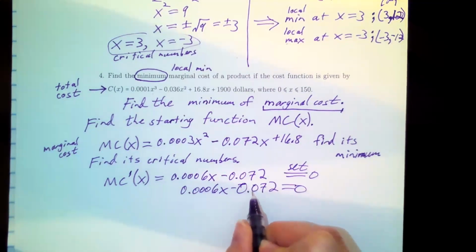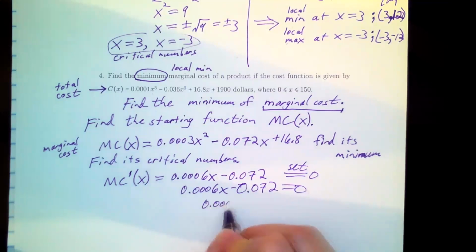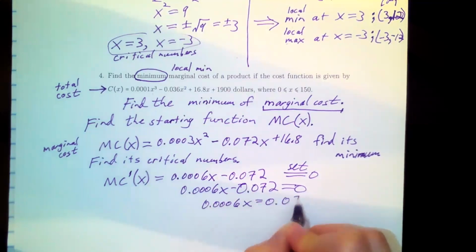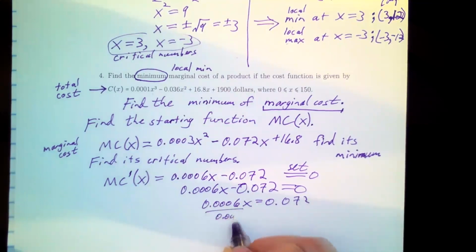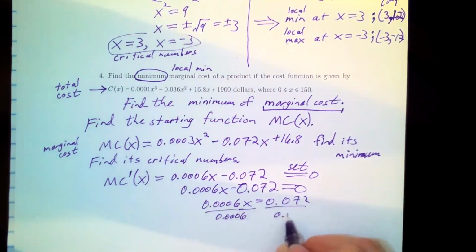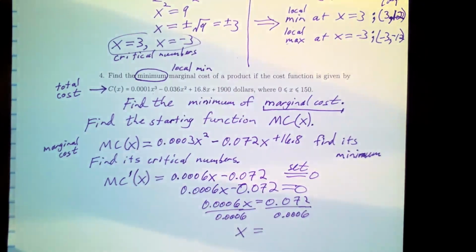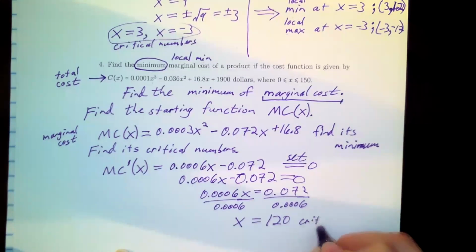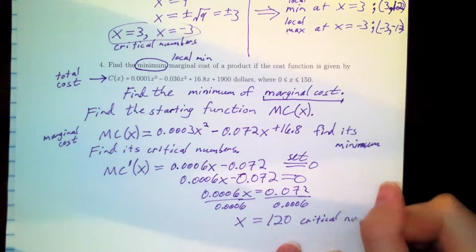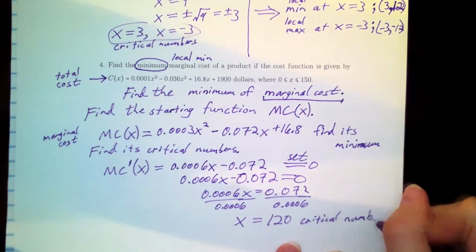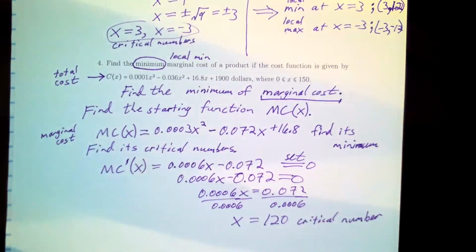I'm going to take this 0.072 and add it to the other side. Divide both sides by 0.0006. Don't drop a 0. And we get x is 0.072 divided by 0.0006. And you get x is 120. This is my critical number. This means this is my potential maximum or minimum of the marginal cost function.